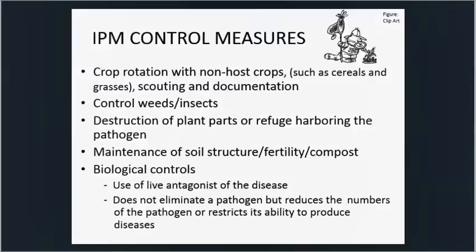Biological controls are going to be the use of live antagonistic microorganisms of that disease. It doesn't eliminate the pathogen, but it can reduce the number of the pathogen and restrict its ability to produce diseases.